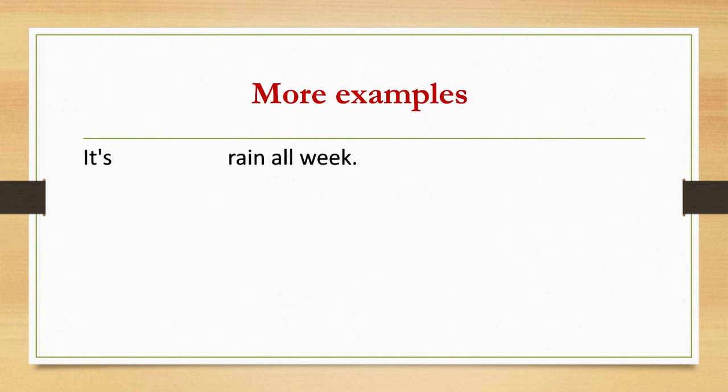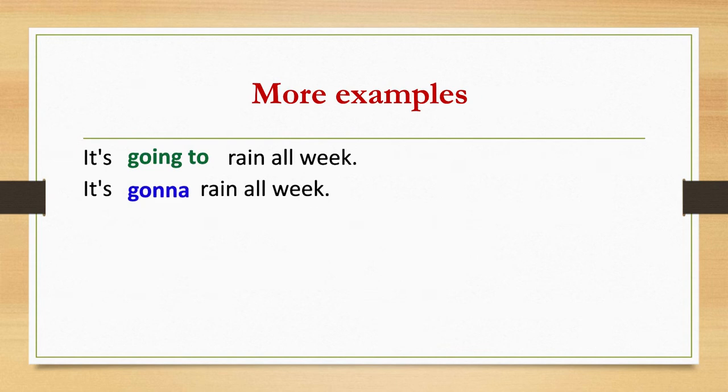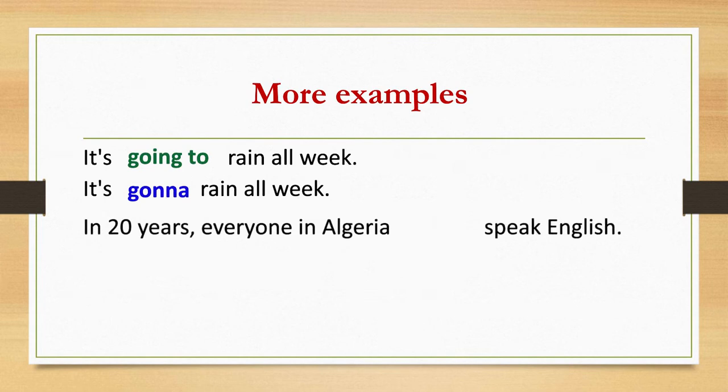Let's look at some more examples. It's going to rain all week. The rain, talking about the weather, it's predictions. So we use prediction with going to or will, at the same level. It's going to rain all week. If we want to use the contracted form, we say it's gonna rain all week.